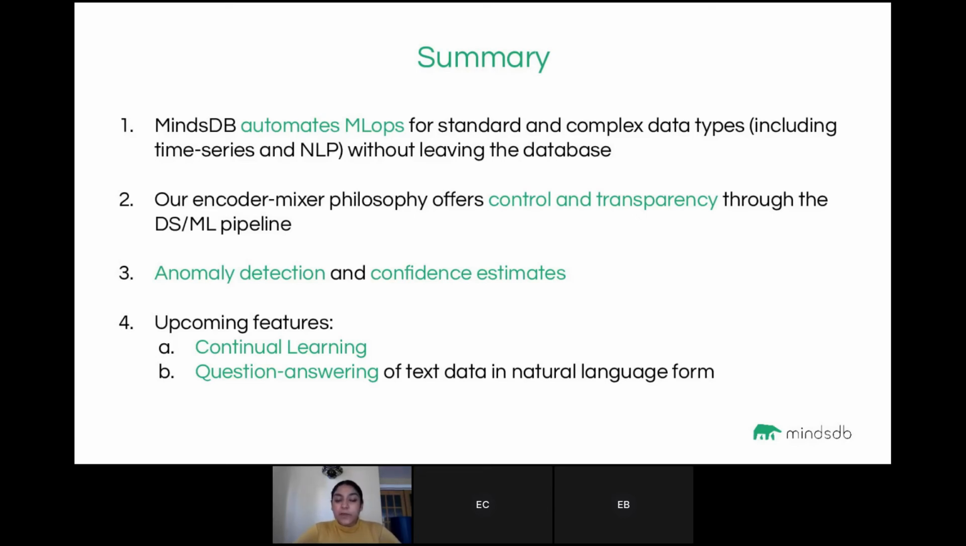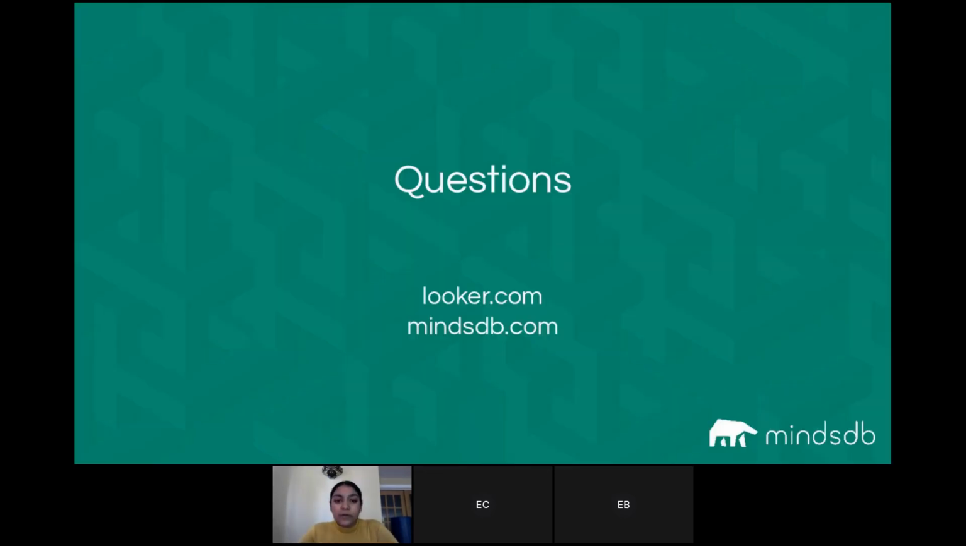Next, I talked about going beyond just predictive forecasting and a little bit around anomaly detection and confidence estimates to ensure that the users have an idea of also the validity of their results and if they are robust enough for new data. And lastly, I talked a little bit about some upcoming features. One around continual learning, where we will gradually update predictors with new input data. And the second around question answering, where we will use natural language processing in order to query structured information from text info. And with that, I would be more than happy to welcome questions for any of us on the team.